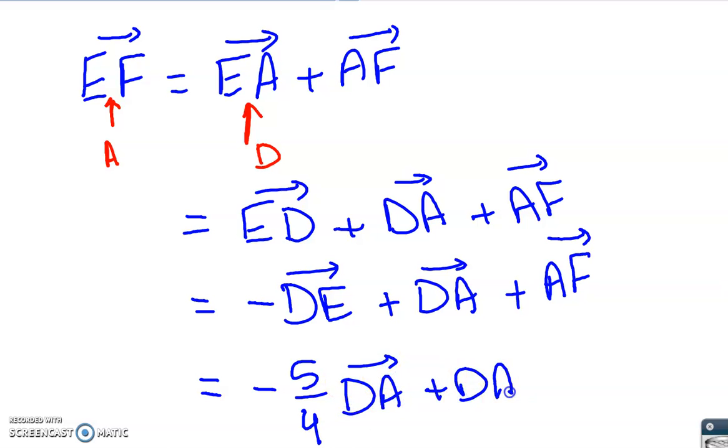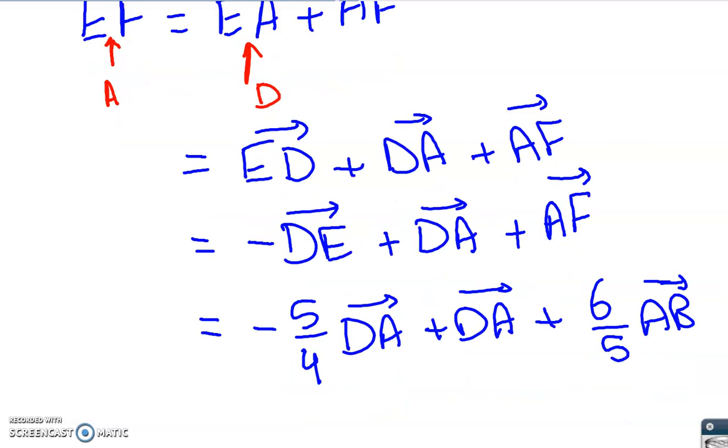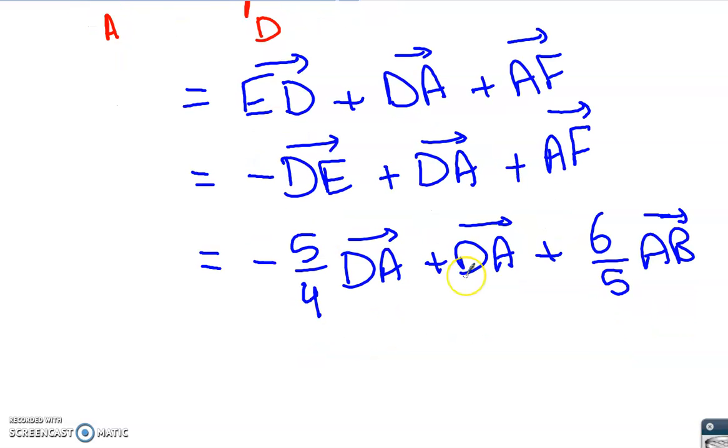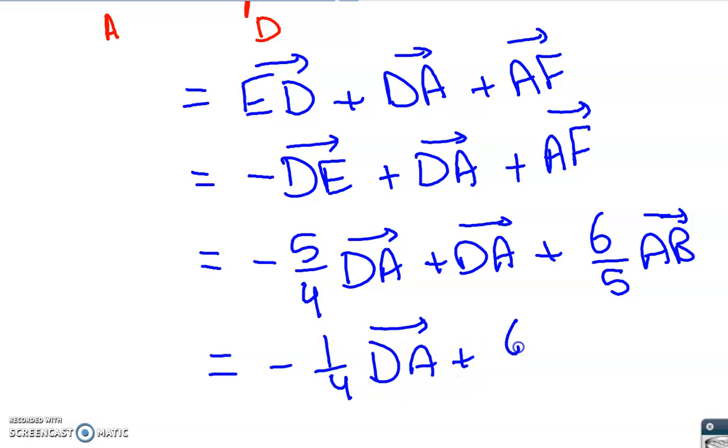DA is just DA. And AF is 6 over 5 AB. We're almost done because we want everything in terms of AB and AD, and we already have the A. Let's simplify here. Minus 5 over 4 plus 1 is minus 1 over 4. So this is minus 1 over 4 DA plus 6 over 5 AB.